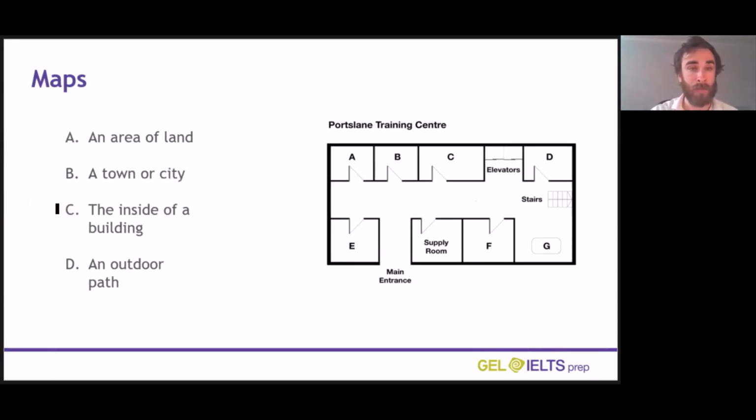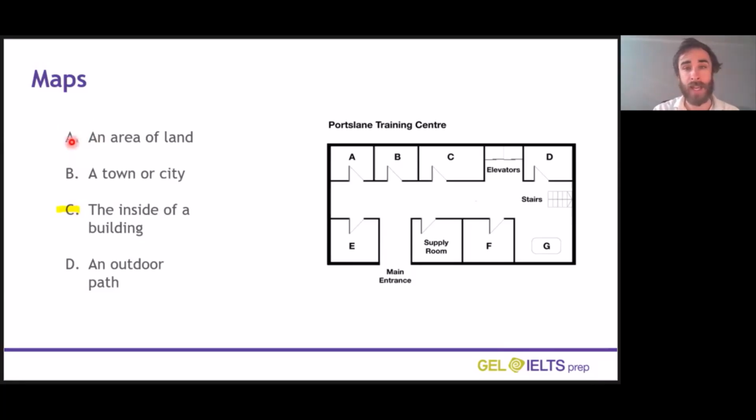So this map is C, the inside of a building. So this map shows the rooms of a building, and it could be the floor plan of an office or a hospital or a museum, for example. The other map types are also common.